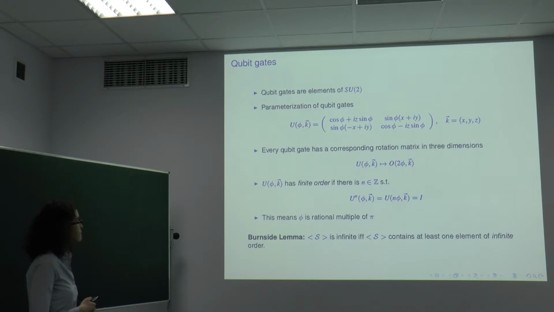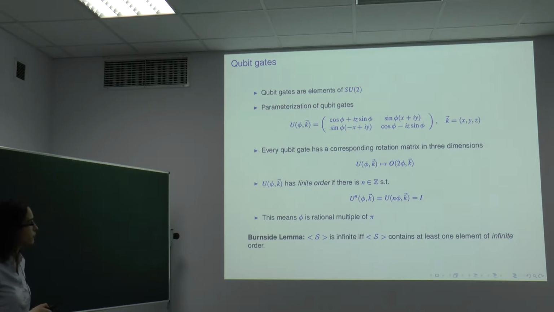The notation is somewhat confusing because the thing in parentheses should be in front, because it's not the argument of the sine function. Yes, it's not the argument of sine. So it's better to write it in front. Yes, it's my fault. And important is that every qubit gate has a corresponding rotation matrix which describes rotation in 3 dimensions.